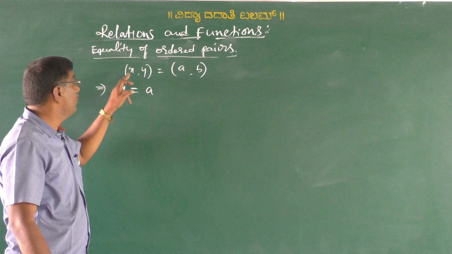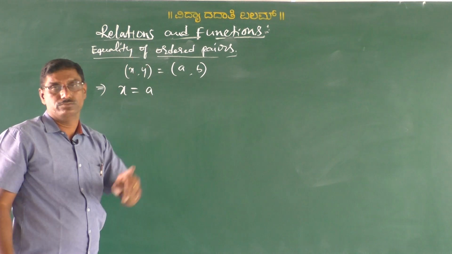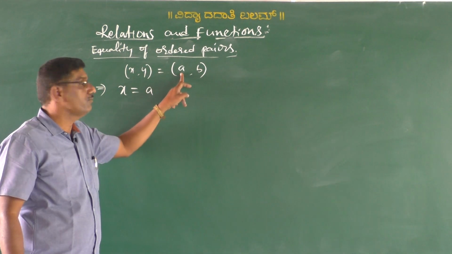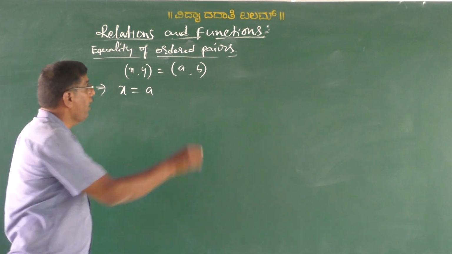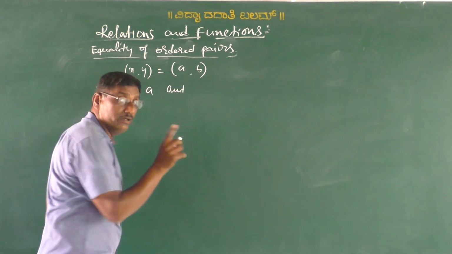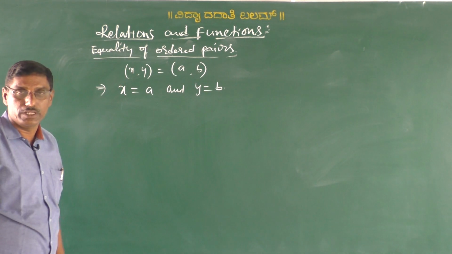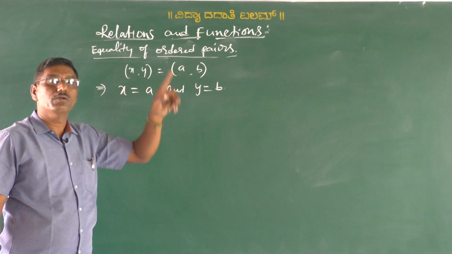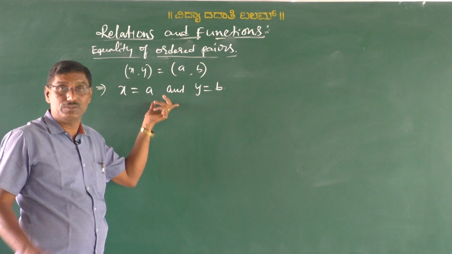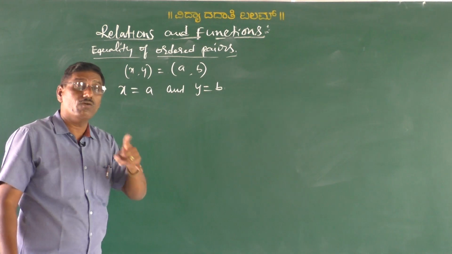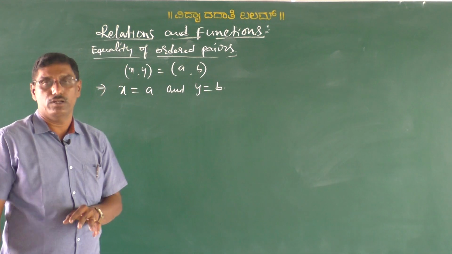That means the first element of the first ordered pair is equal to the first element of the second ordered pair, that is x is equal to a and y is equal to b, then only we say that these two ordered pairs are equal. This is an important condition. Once again I repeat, two ordered pairs are equal if and only if the corresponding elements are equal.